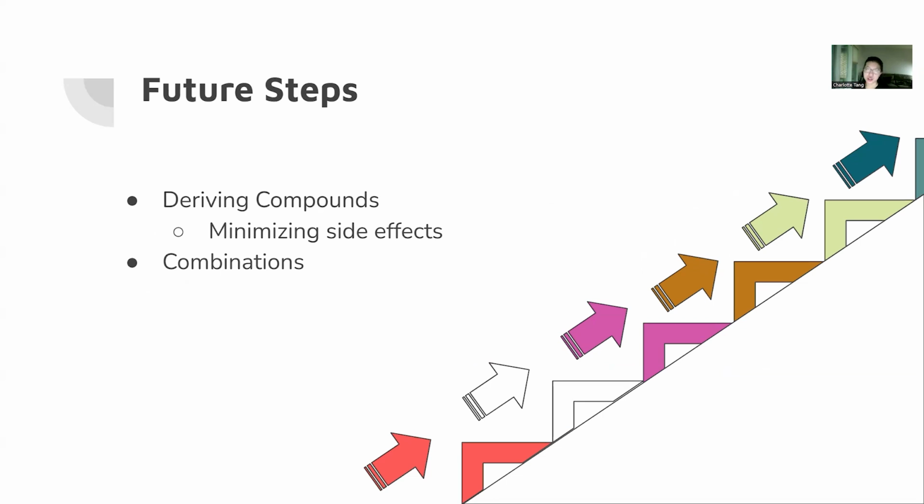Specifically, there was a Chinese study published in 2021 on entinostat, and essentially what it showed was that when entinostat was tried in the human body, it had many side effects such as neutropenia and thrombocytopenia, which means the lack of certain white blood cells and platelets. And essentially what deriving compounds will do is minimize these side effects while increasing effectiveness.